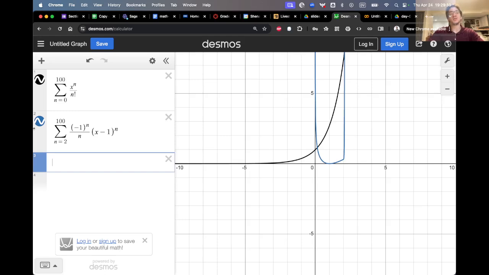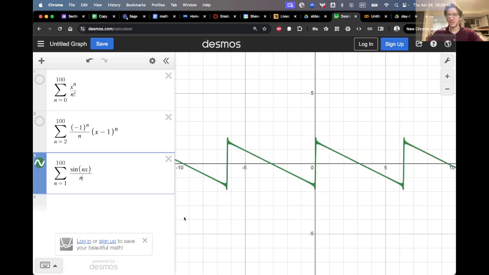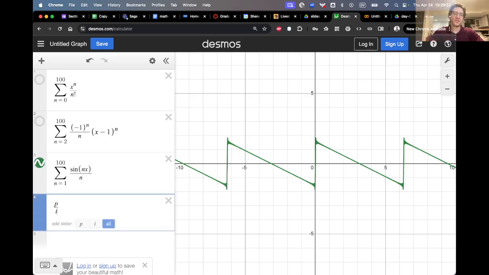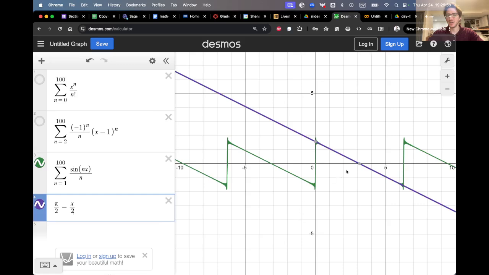And then let's look at that last one. Even though it's not a power series, we can still look at what's going on with it in Desmos. It's a pretty cool function. The sum n equals 1 to infinity. Again, I'm just going to go to 100 of sine of nx over n. And you get this weird thing going on here. And again, this is what's known as a Fourier series. And this is the Fourier series for pi over 2 minus x over 2, it turns out.